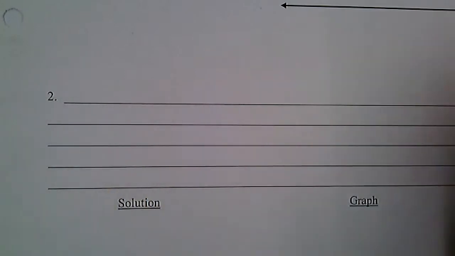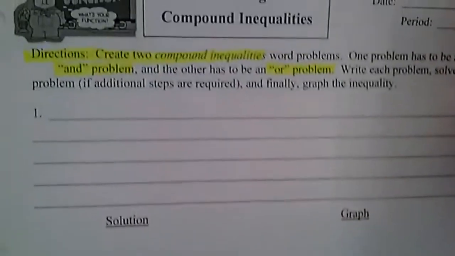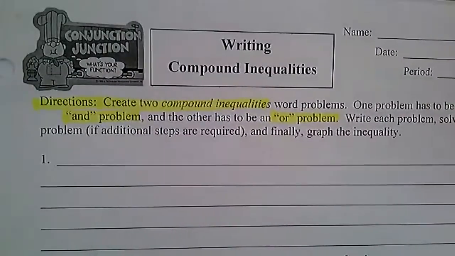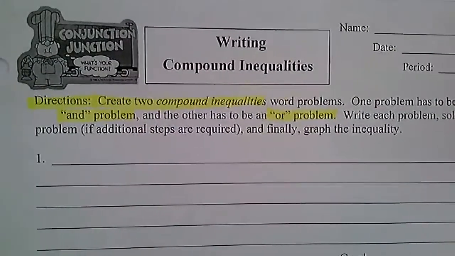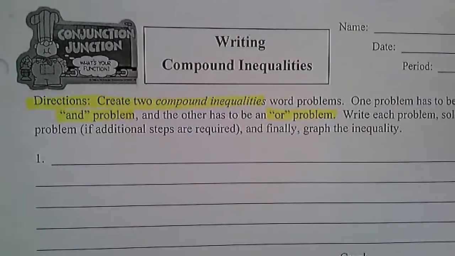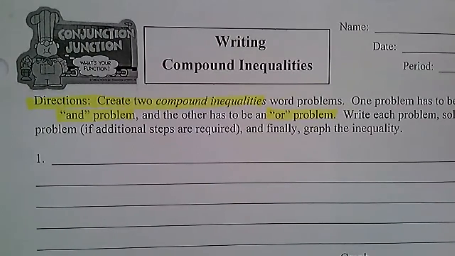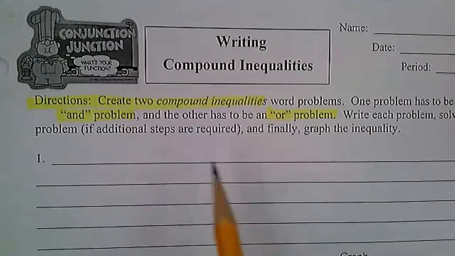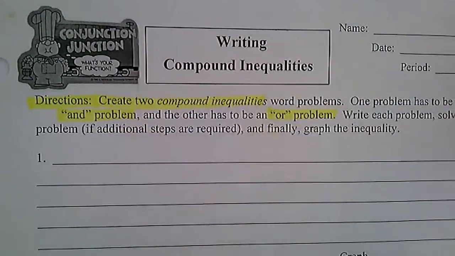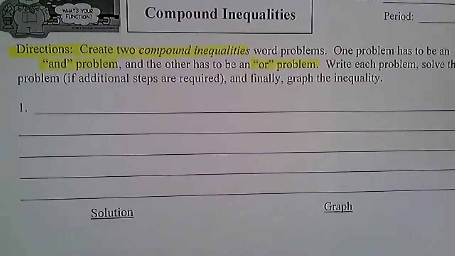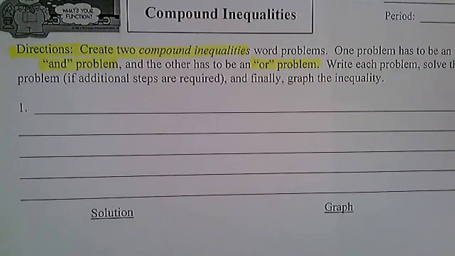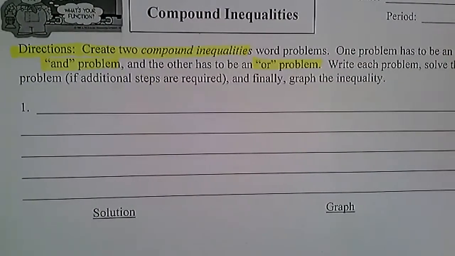And then over here, you're going to graph it. And then on the second one, you have to do an or problem. Now, you can do temperature, you can do money, you can do elevation, you can do piggy bank, you could do a job, right? There's all kinds of things that you can do. You have to come up with 2 stories, 2 compound inequalities. You could do exercise, how many minutes you exercised in a day. There's all kinds of things that you can do. So that's your assignment.